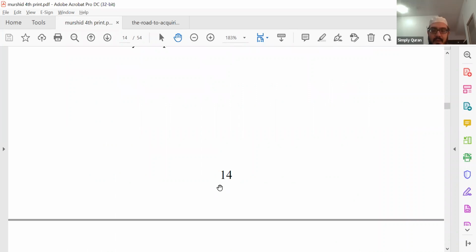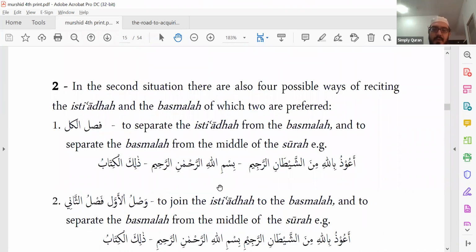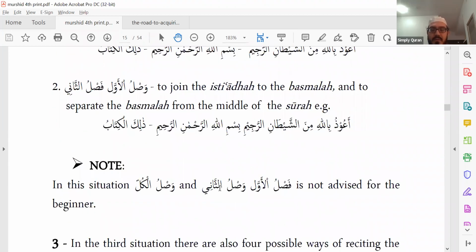Second scenario, you're starting in the middle of the surah. Again, same thing. You separate everything, okay? Or you join the first and separate the second. And we said that these 2 are not advised for the beginner, which is joining everything and disconnecting the first and joining the second.